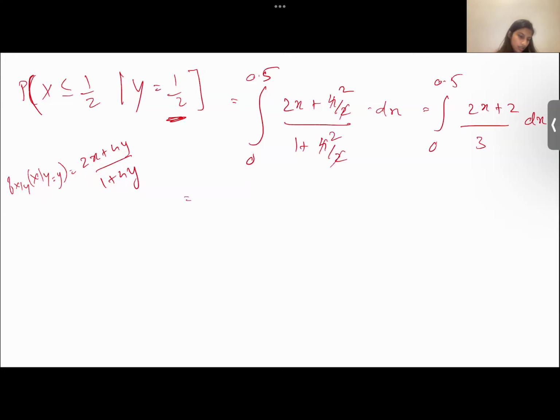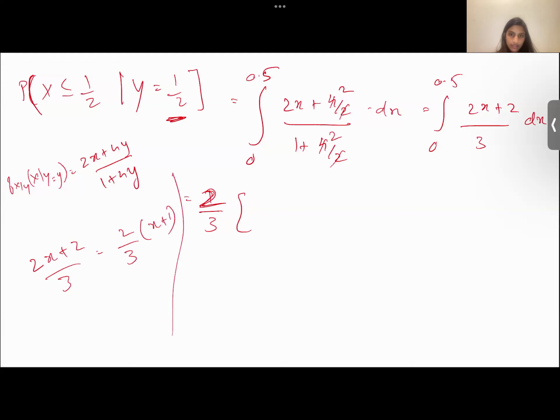And we can bring this 1 by 3 out. You can bring the 2 also out. 2 is also common, right? So it basically becomes 2x plus 2 by 3. It becomes 2 by 3 into x plus 1.